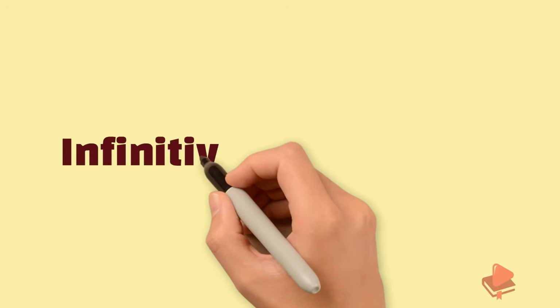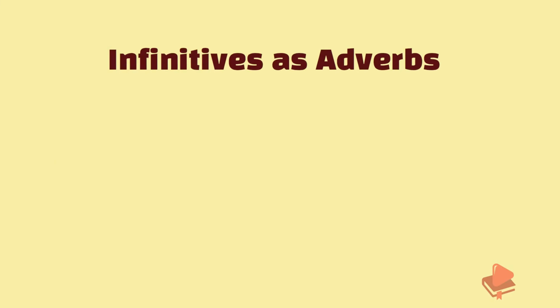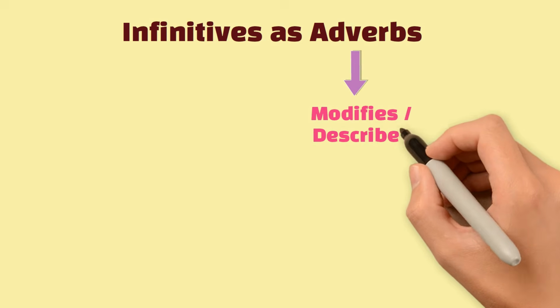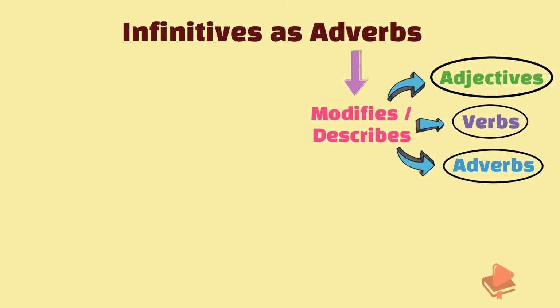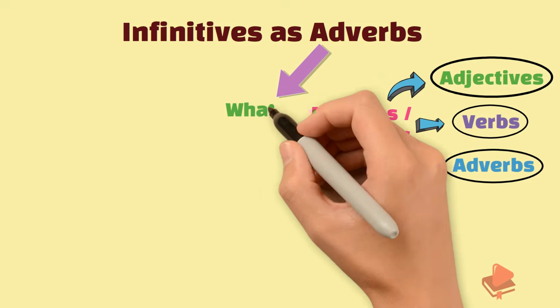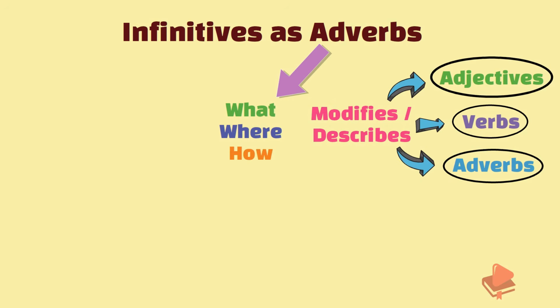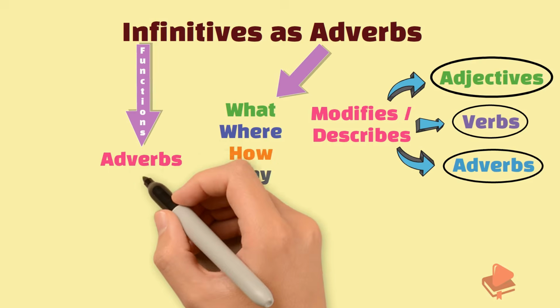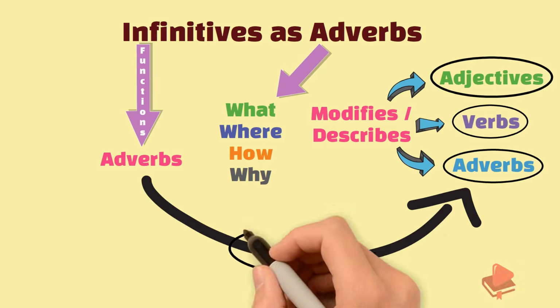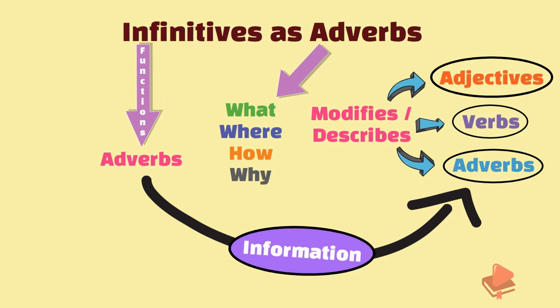Let's see how infinitives work as adverbs. Adverbs modify or describe the adjective, verbs or other adverbs. They provide additional information about what, where, how, and sometimes even why. Infinitives function as adverbs when they are used to give more information about adjectives, verbs or other adverbs in the sentence. Let us understand this with some examples.